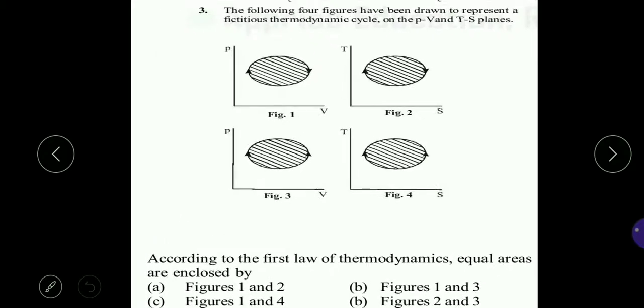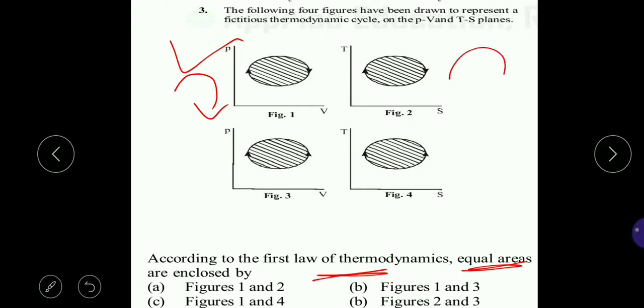Then next question, which of the four figures have been drawn with respect to a fixed thermodynamic cycle? Okay, so according to the first law of thermodynamics, equal areas are enclosed. In figure 1, this is a clockwise cycle, so this can be a cycle, and figure 2 is also a clockwise cycle. But in figure 3, if we see, this is clockwise and this is anti-clockwise, so this cannot be a cycle. Likewise figure 4 cannot be a cycle. So the answer is figure 1 and figure 2 satisfy the condition. So here option A is correct.